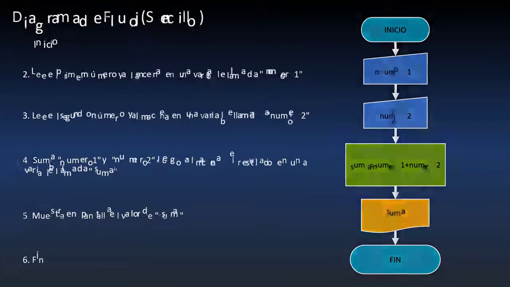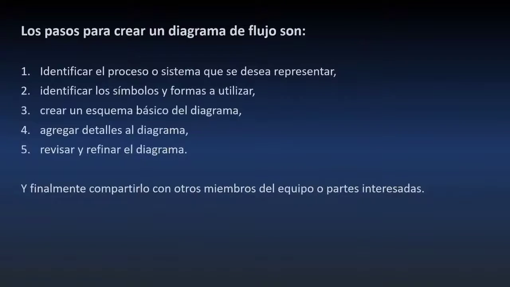The steps to create a flowchart are: 1. Identify the process or system that you want to represent. 2. Identify the symbols and shapes to use. 3. Create a basic outline of the diagram. 4. Add details to the diagram. 5. Review and refine the diagram. And finally, share it with other team members or stakeholders.